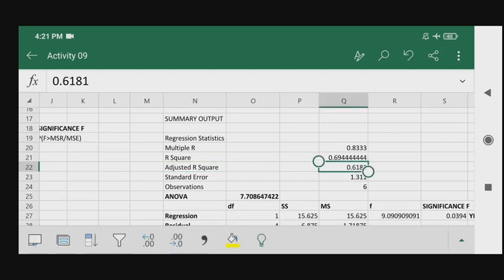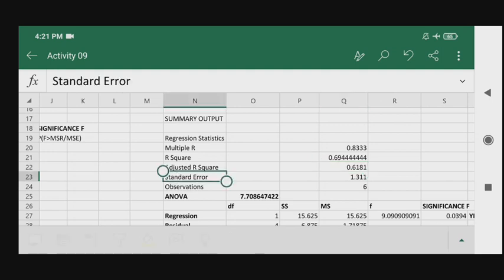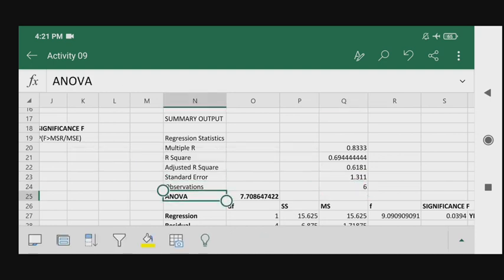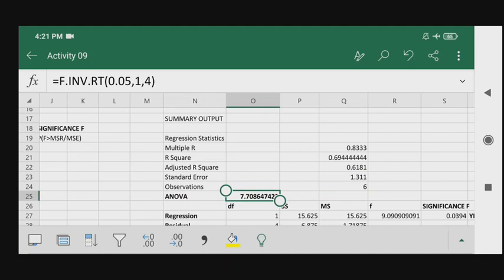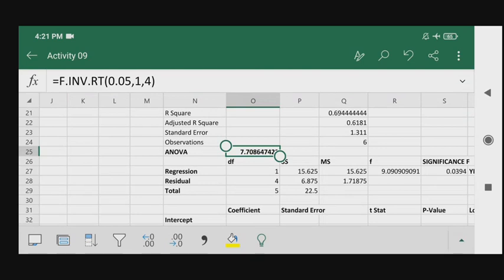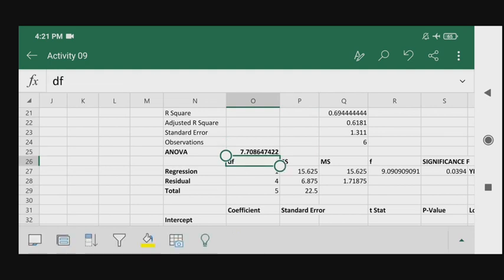So we have here the adjusted R square, which is 0.6181. For standard error, we have 1.311. The observations is 6. And the ANOVA is equals to, this is the formula, 7.708647422.